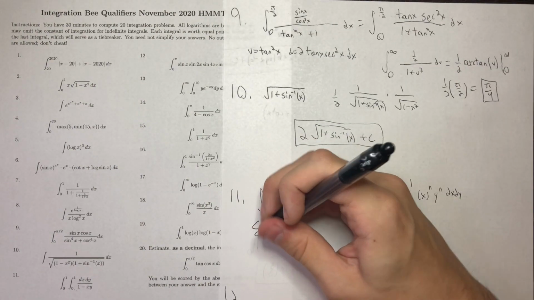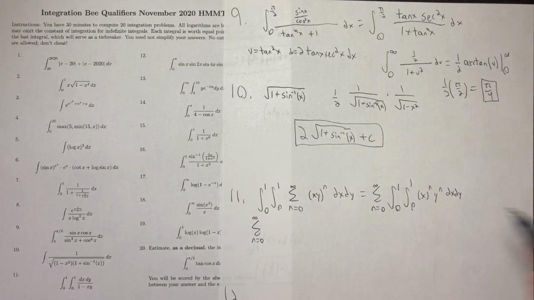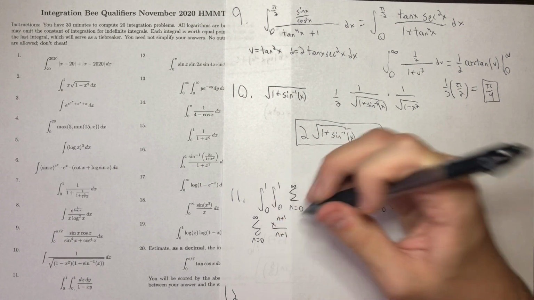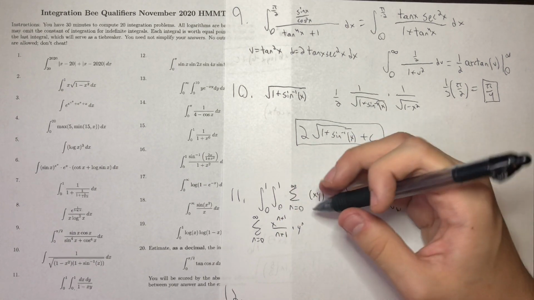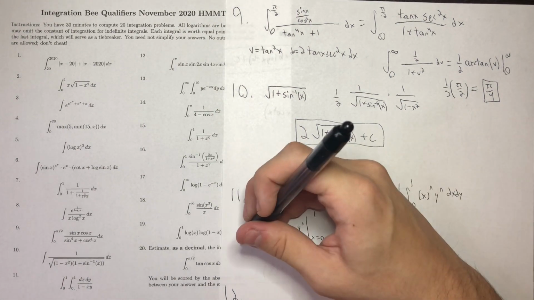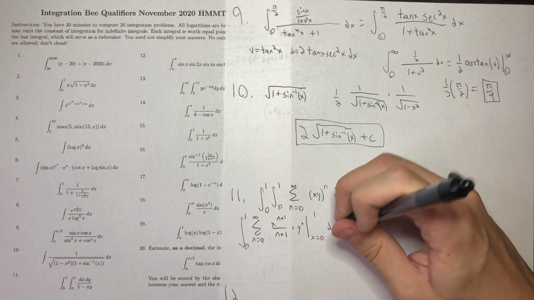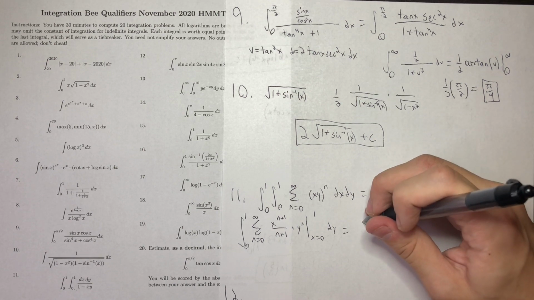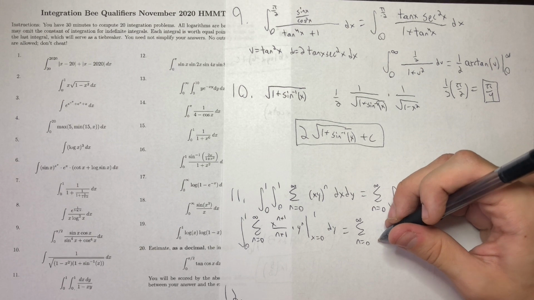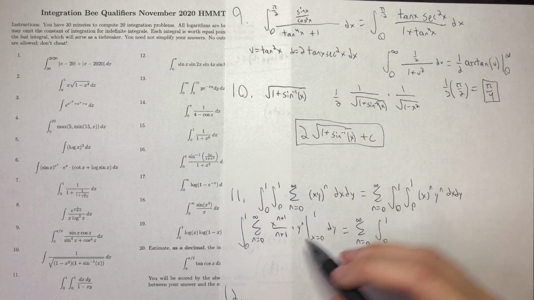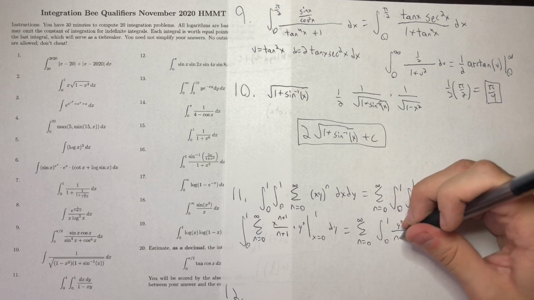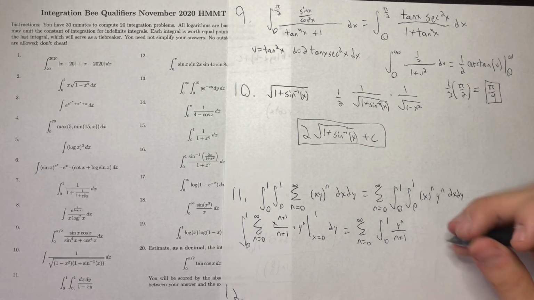So you have the sum from n equals 0 to infinity of x to the n plus 1 over n plus 1 times y to the n, and then evaluated from x equals 0 to 1, and then we have the integral from 0 to 1 dy. So this is equal to the sum from n equals 0 to infinity of the integral from 0 to 1 of plugging 1 into x. We'll be left with a 1. So we have a y to the n over n plus 1. And then plugging in the 0 will just leave us with a 0, and that's it.